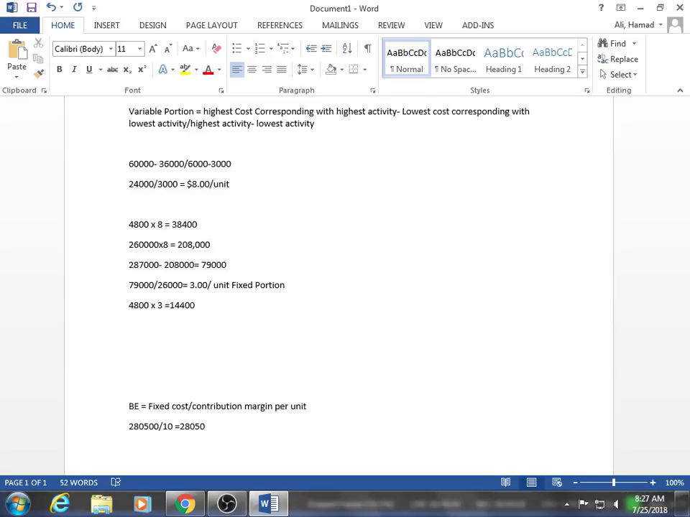Compute the break-even point in sales dollars now. Now we know the units are 28,500, correct? So what is the sale price? $30. All right, times 30. So what do we get? 28,500 times 30.